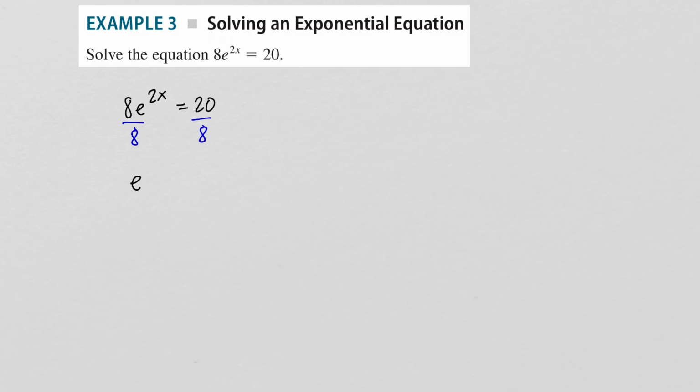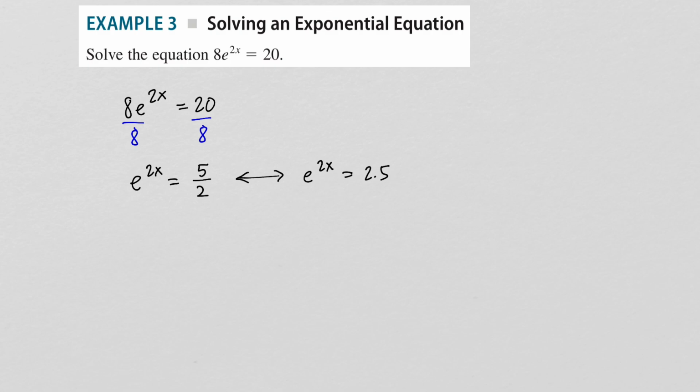And when we do that, we get e to the 2x is equal to 20 divided by 8, which is the same as 5 over 2. And you can write it like that, or you can write it as a decimal in this case. So you could just say 2.5. I prefer just to leave it 5 over 2.